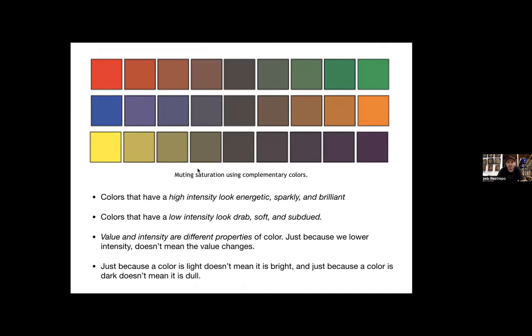As you can probably see, for example, here, blue is the most intense in this row. And then orange is also all the way to the right. So sometimes colors that have a high intensity look brilliant and energetic. And colors that have low intensity, like I said, look soft and subdued.